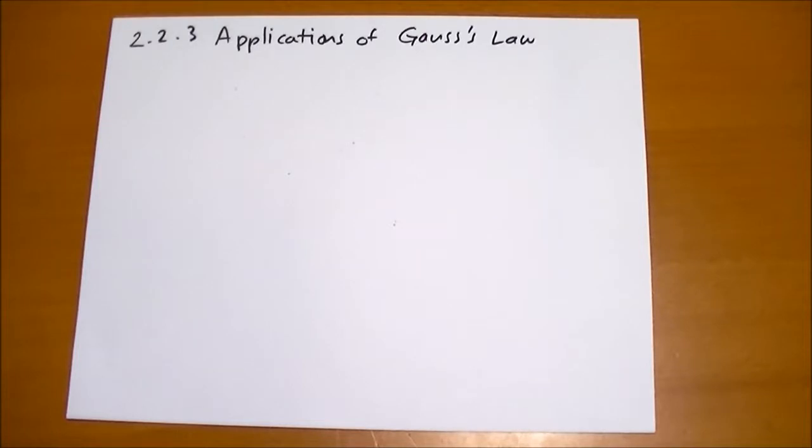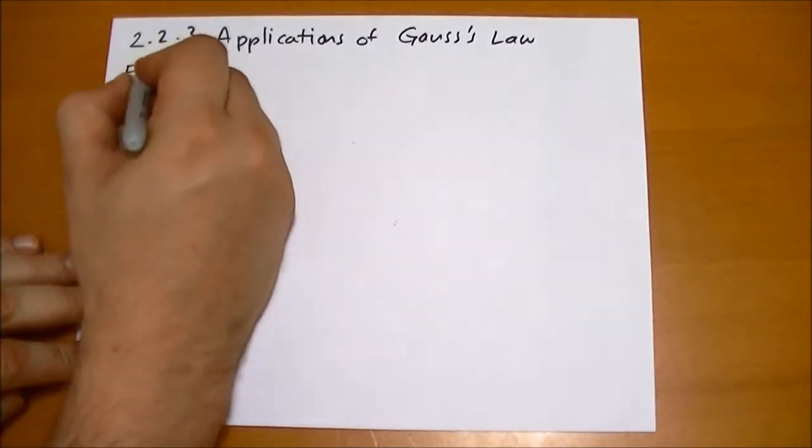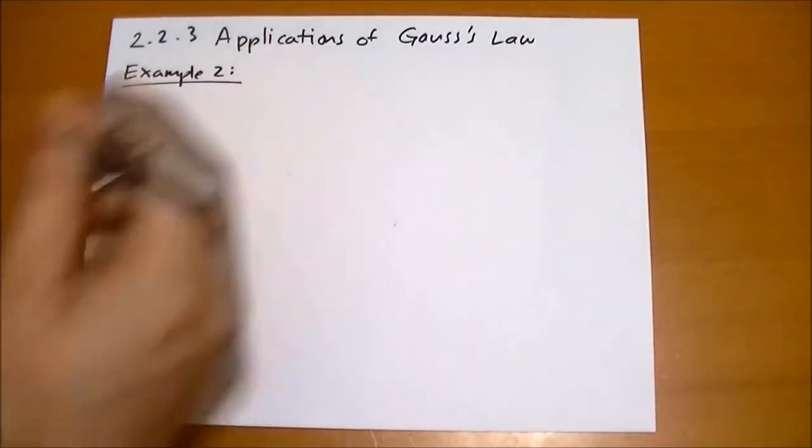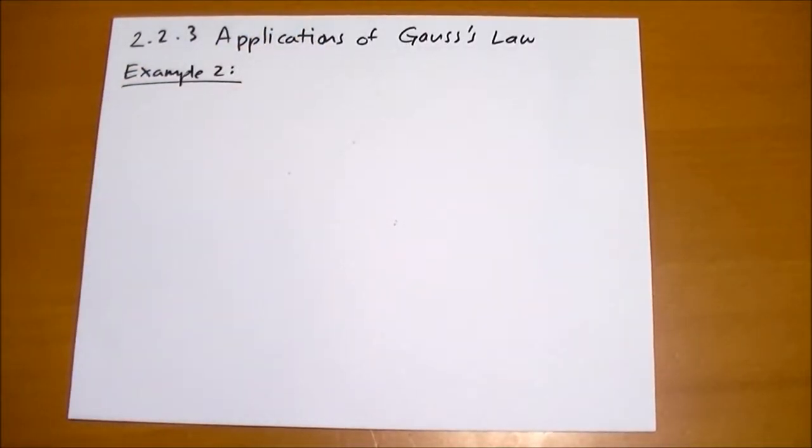So example 2 is basically the same, I think, as problem 2.7, I believe. Let me go back and double check. Yes, it's the same as problem 2.7, which is a hard problem, but we're going to solve it here with just hand waving and smiles, thanks to Gauss's law.